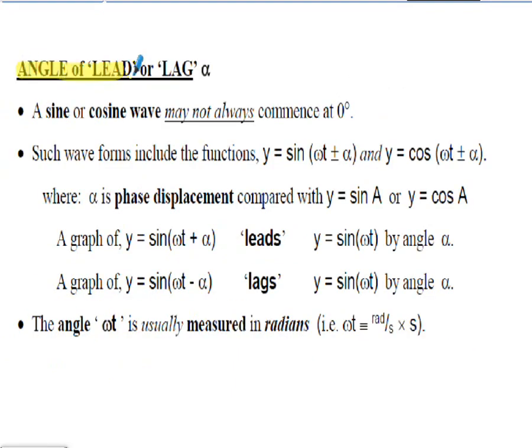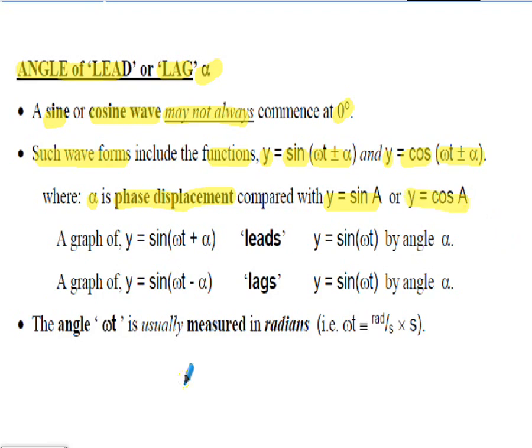The angle of lead or lag, symbol alpha. A sine or a cosine waveform may not always commence at 0. Such waveforms include functions such as y is equal to the sine of omega t plus or minus alpha, or y is equal to cos of omega t plus or minus alpha, where alpha is termed a phase displacement compared with the original functions of y is equal to sine A or y is equal to cos A.